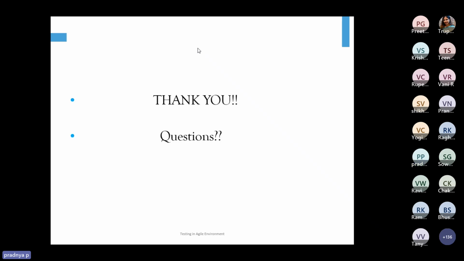So it's better to do some testing within that iteration itself. That's why, thanks, Vani, for sharing your experience. Yes, Pradnya, I like this concept of involving one of the testers in the dev team. It is a good point.